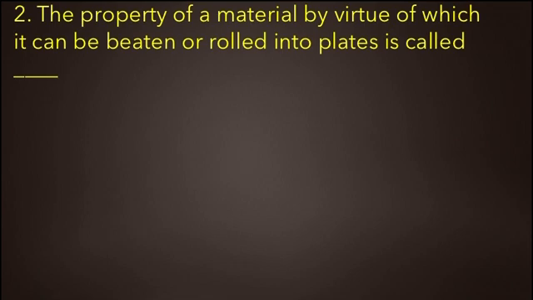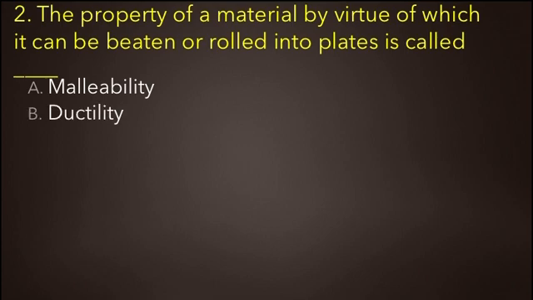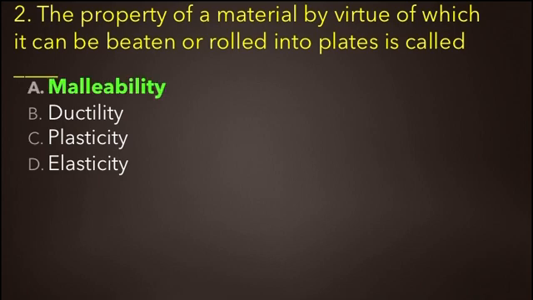The property of a material by virtue of which it can be beaten or rolled into plates is called dash. We have options: A. Malleability, B. Ductility, C. Plasticity, D. Elasticity. And the right option is malleability.